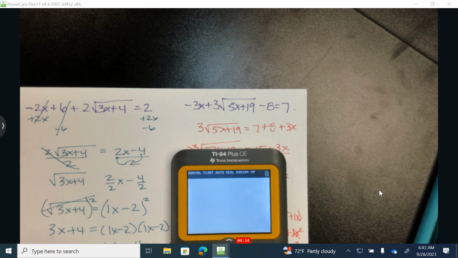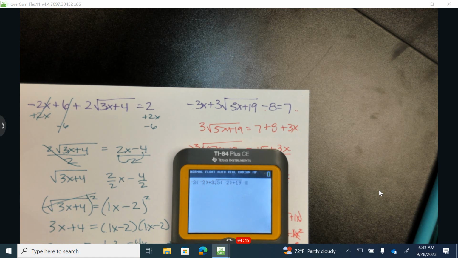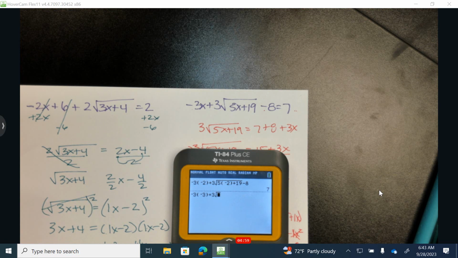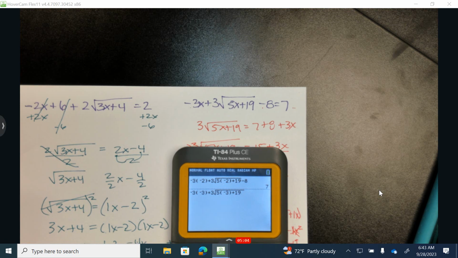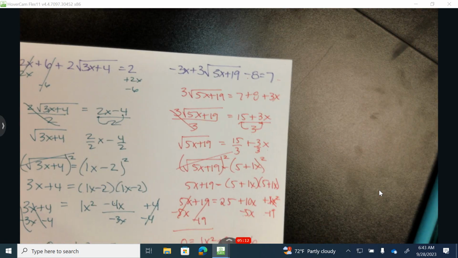Okay, so I'm going to start with negative 2. Negative 3 times negative 2 plus 3 times the square root of 5 times negative 2 plus 19. Moving back, subtract 8. We want this to equal a value of 7. It does. Okay, perfect. Negative 2 works. Now I'm going to try negative 3. Negative 3 times negative 3 plus 3 times the square root of 5 times negative 3 plus 19. Moving back, subtract 8. We also want this to equal 7, and it does. That means both negative 2 and negative 3 are solutions to number 8.